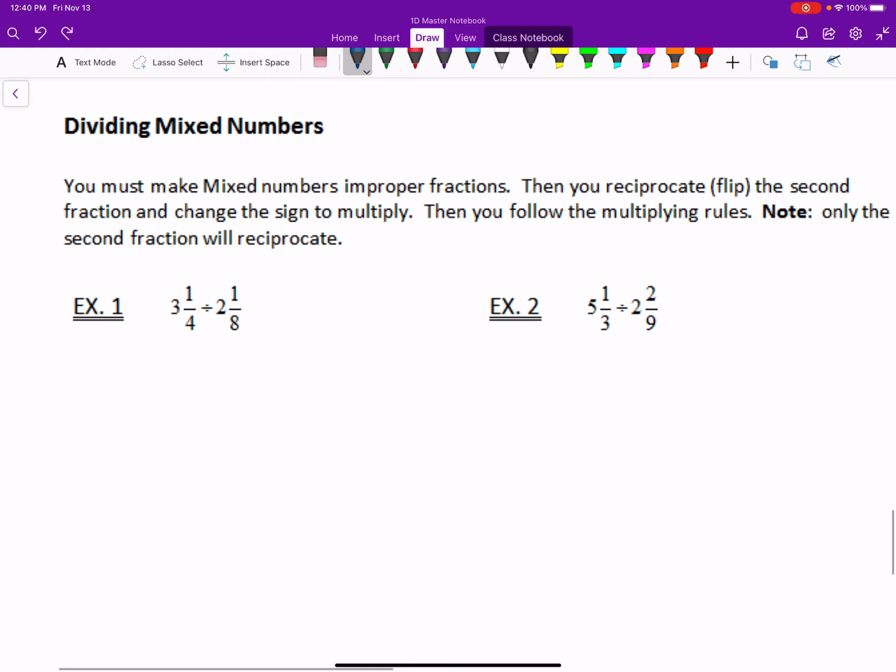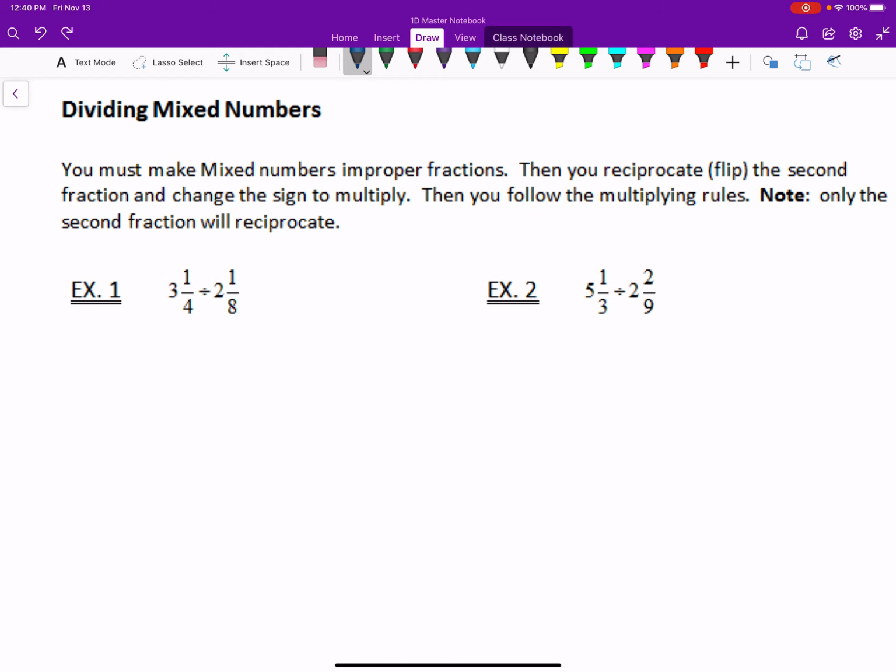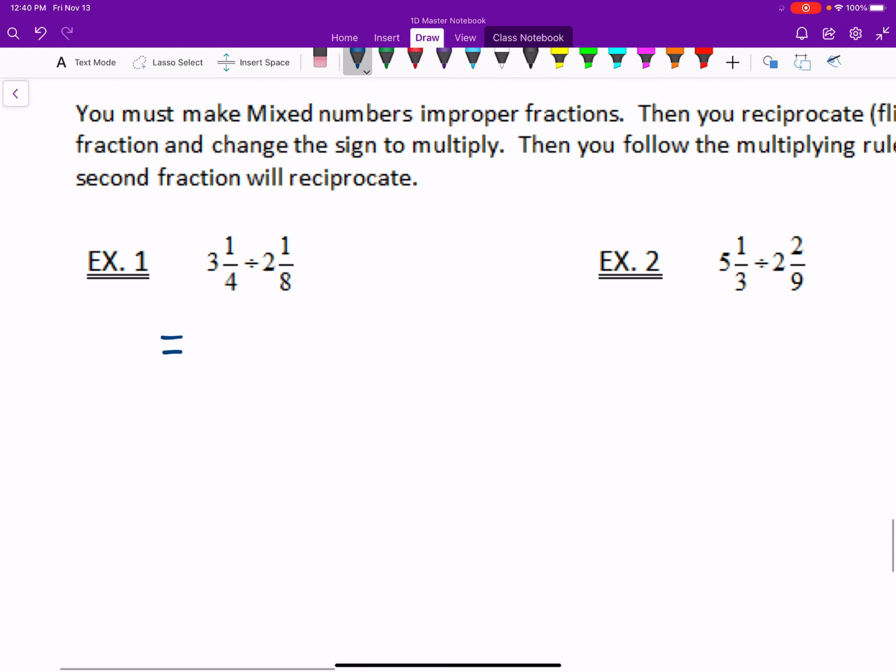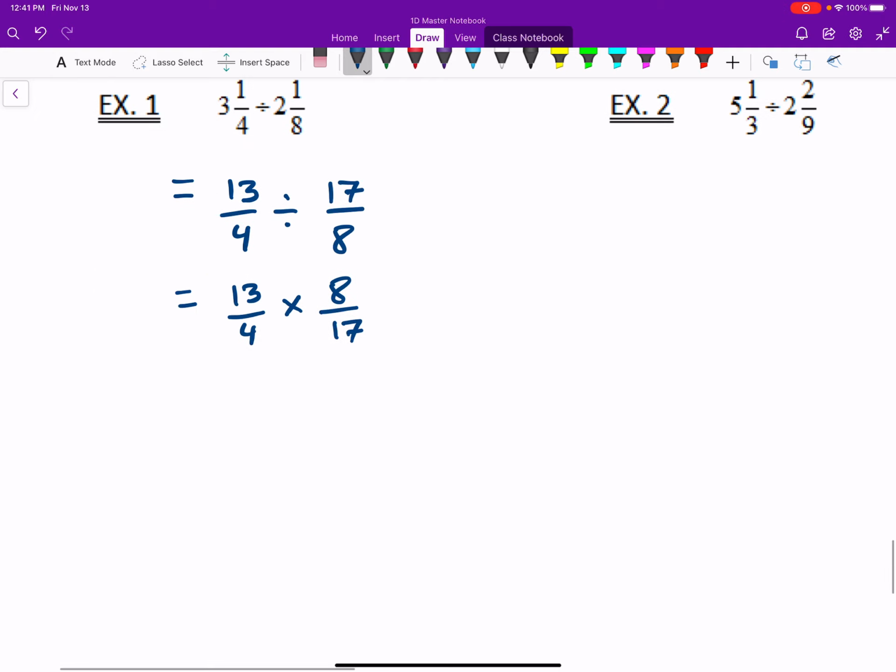Dividing is exactly the same as multiplying. The only difference is that before we multiply, well, we are going to multiply, but what we do is we flip the second fraction upside down and change our divide to a multiply. Otherwise, it's exactly the same. So let's just do an example to make it clear. 3 times 4 is 12, plus 1 is 13 over 4. Divided by 2 times 8 is 16, plus 1 is 17 over 8. So now I'm going to change that divide to a multiply. The first fraction doesn't change at all, but the second one I flip upside down. So I put 8 over 17, and I change that divide to a multiply.